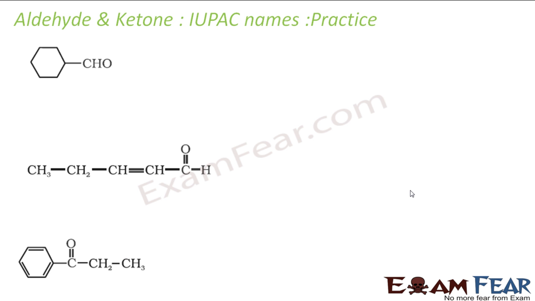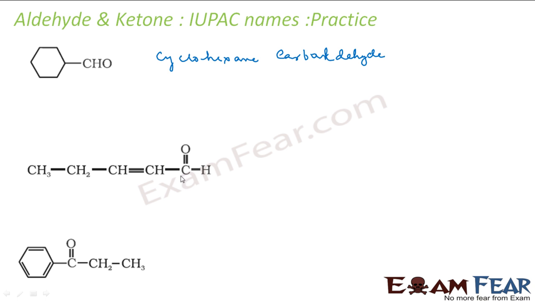Let's take this guy. It's pretty easy. It's a cyclohexane with a CHO group. So it will be cyclohexane with the CHO as carbaldehyde. Cyclohexanecarbaldehyde.